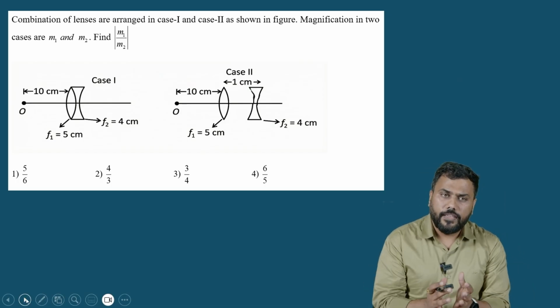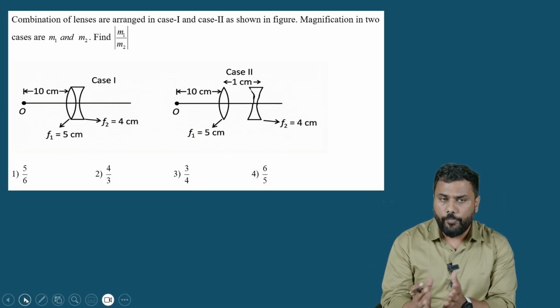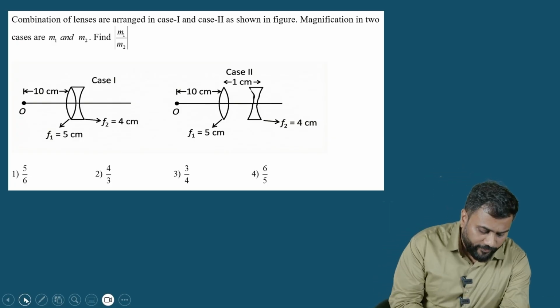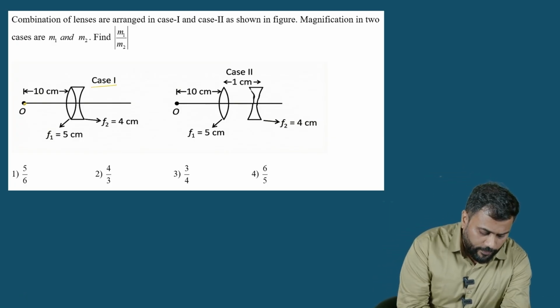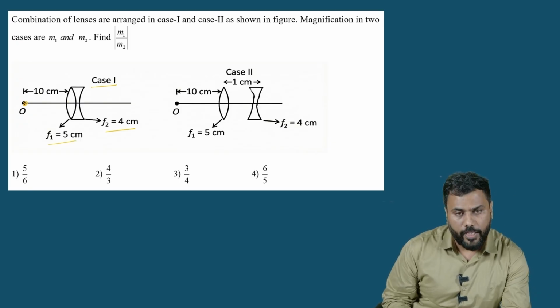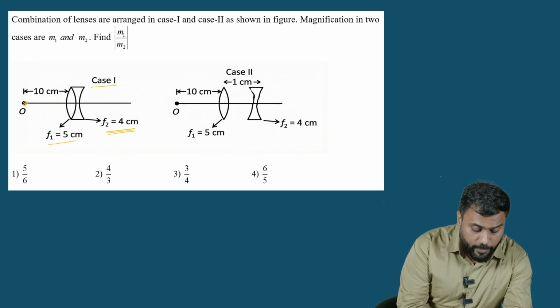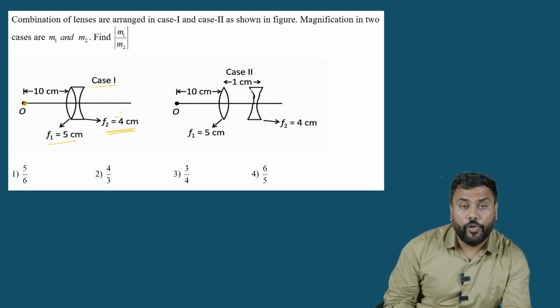Next question is again an optics question. It involves combinations of lenses. In case 1, we can see there is a point object here and there is a combination of two lenses of focal length 5 and 10 centimeter. Take care that this 4 centimeter is negative, should be negative because the lens is concave.